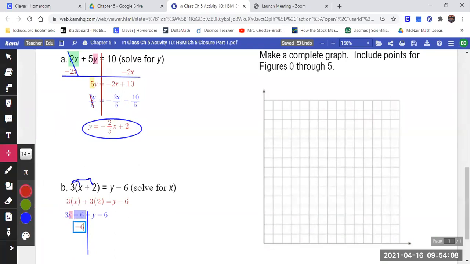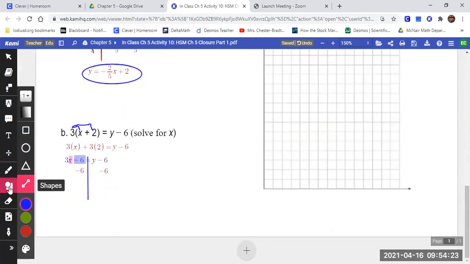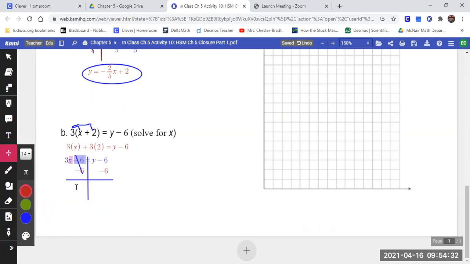Minus 6 from the left, minus 6 from the right. Okay. Big zeroed. What's the left say now? 3x, and the right says y minus 12. Because 6 with negative 6 and negative 6, negative 12, right?